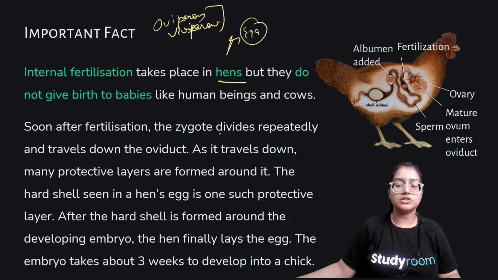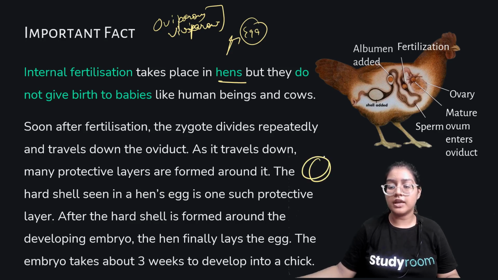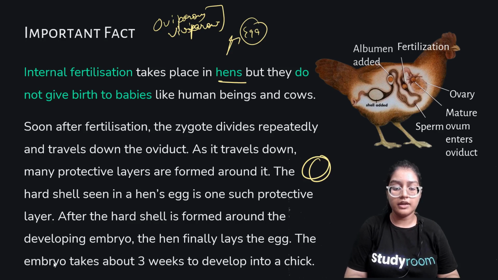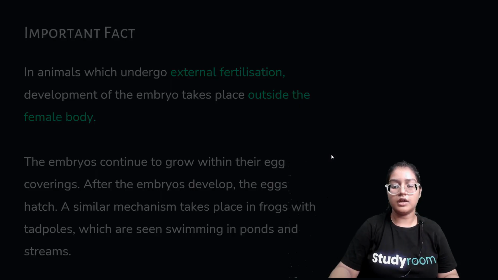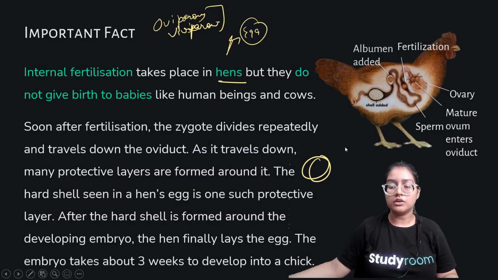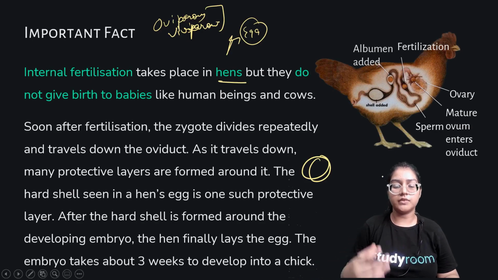Soon after fertilization, the zygote divides repeatedly and travels down the oviduct. As it travels, many protective layers are formed around it. The hard shell seen in a hen's egg is one of the protective layers. So this eggshell is the protective layer. After the hard shell is formed around the developing embryo, the hen lays the egg. This embryo takes about 3 weeks to develop into a chick. So this is what the hen's reproduction is about.